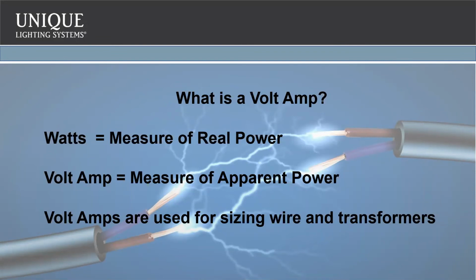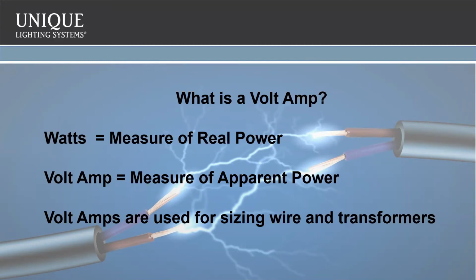That's how we get charged. The volt amp is what is actually being used through the wire and the transformer. So we need to size our wire, size our transformers based on volt amps. So it gets a little tricky at times.